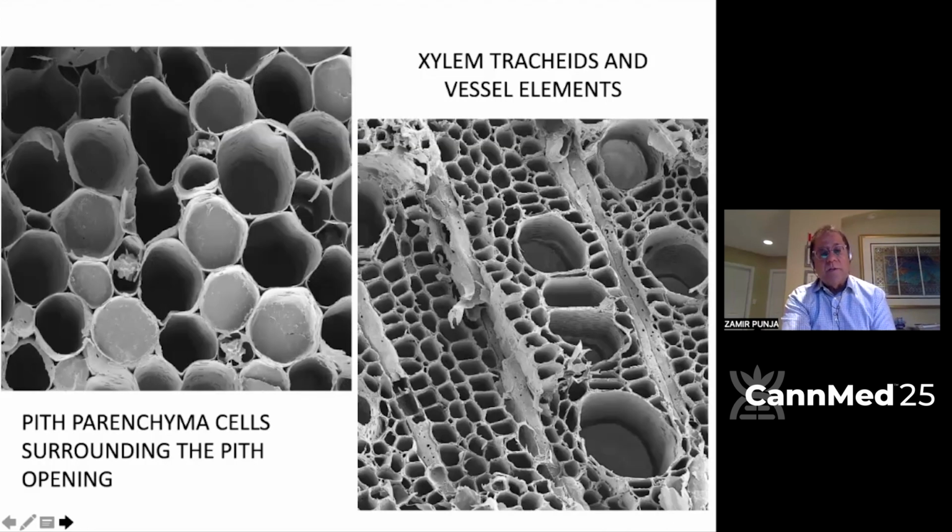On your left is a close-up of these pith parenchyma cells. These are the cells that surround that pith opening. And over on the right are the xylem vessels. The xylem vessels have 2 cell types. One is called the vessel elements, which are these large openings here. And then the tracheids are these smaller cells that you see lining on the other side. So these large cells here, which are the vessel elements, are going to be very interesting, as you'll see in a few minutes.